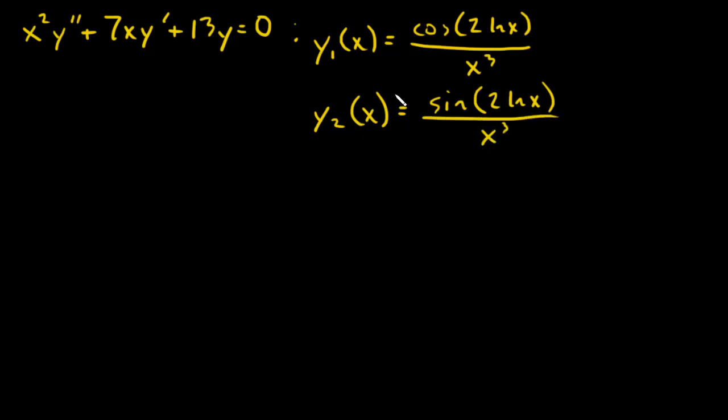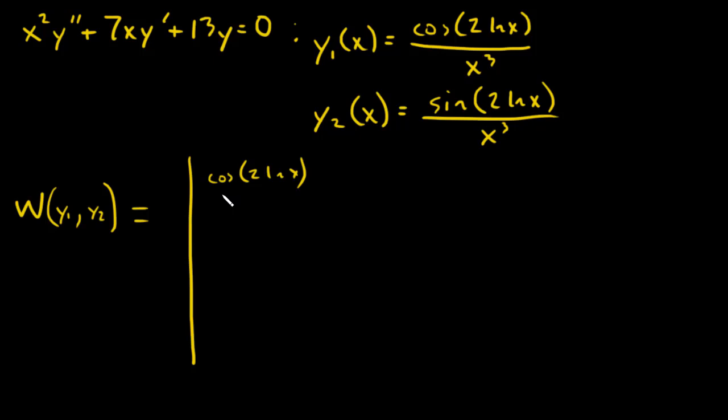Question is, are these solutions linearly independent? Well, we have to set up the Wronskian. So the Wronskian is going to look like, and I'm just going to do y1, y2, and just be happy with that. Well, it's going to look like this. Here we go. Cosine of 2 natural log of x over x cubed, sine of 2 natural log of x over x cubed.